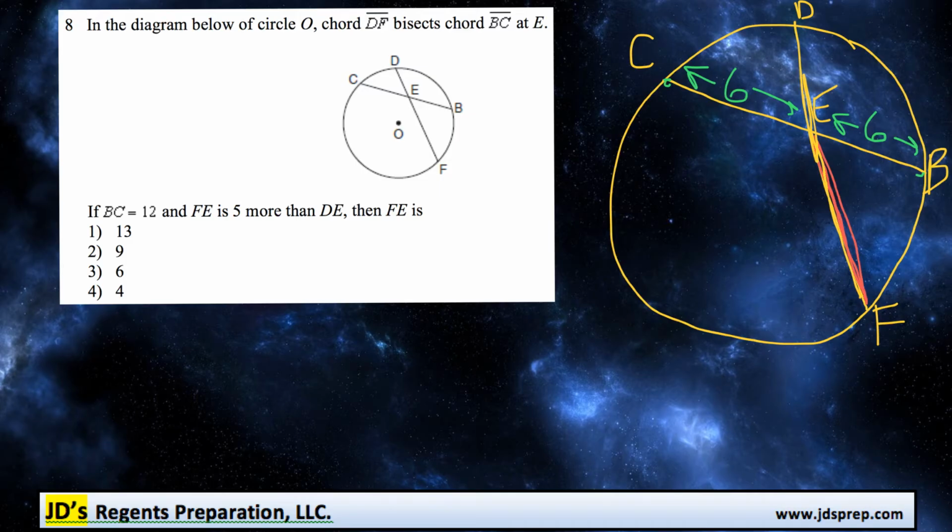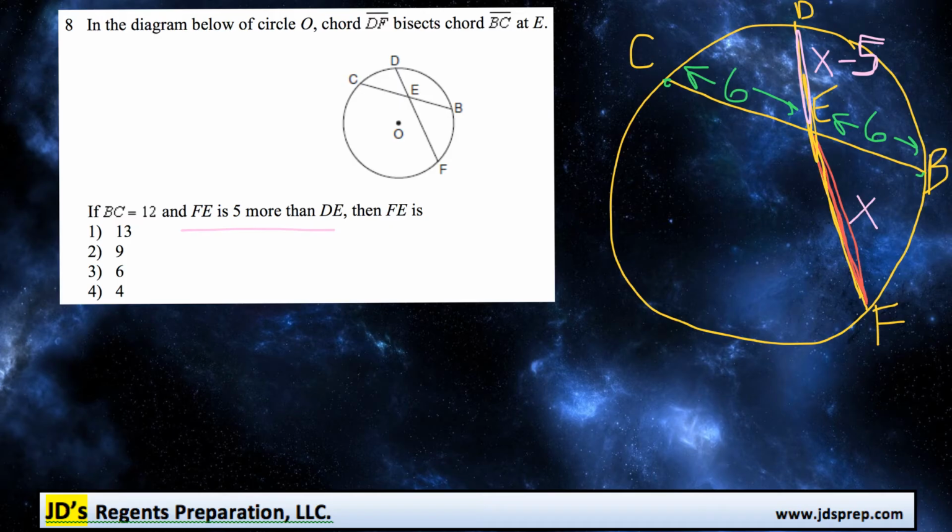Now let's create a variable for what we're trying to find. Let's call that x. So the distance from E to F we're trying to find. And then knowing that, we can label the distance from D to E. Since FE is 5 more, the line from D to E will be 5 less. So it would be x minus 5.